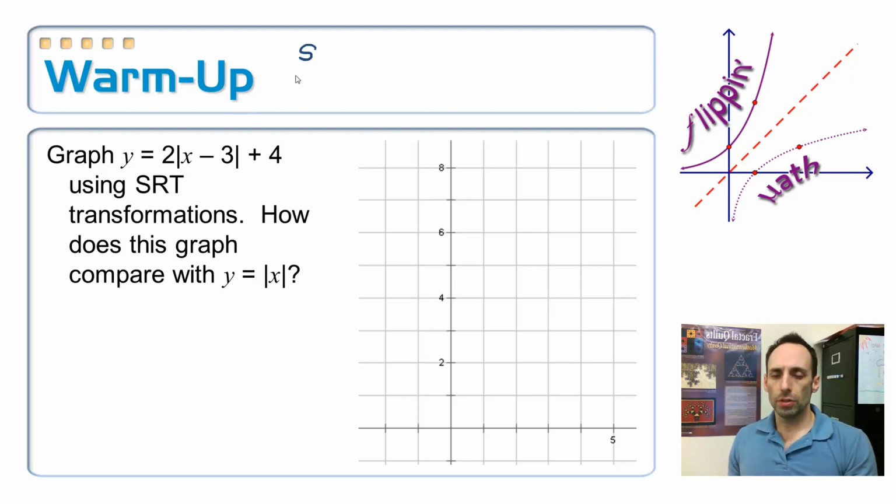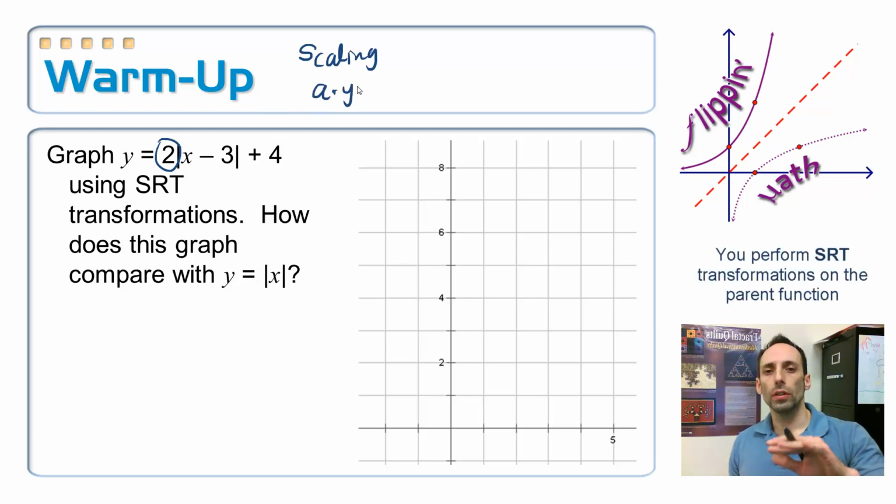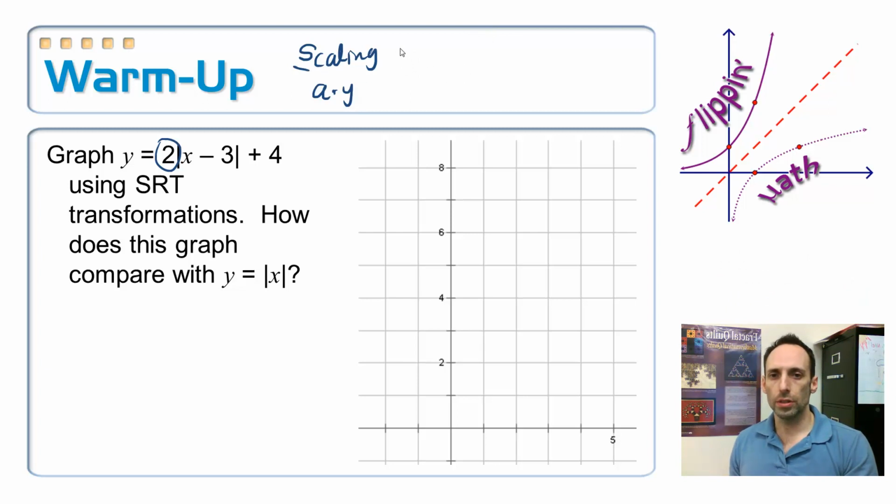I call them SRT transformations. The S stands for scaling. The scaling happens from our A value, and our A value is the 2 in this case. And that always happens times the y coordinates of all the points on the parent function. All right, that's the S in the SRT transformations.